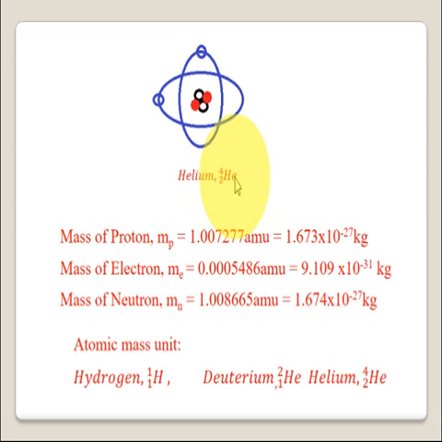So helium is represented in this way. In all atoms, the typical mass of proton, mp, is 1.007277 AMU, which is equal to 1.673 into 10 raised to minus 27 kg, and the mass of electron, me, is 0.000548 AMU, equal to 9.109 into 10 raised to minus 31 kg, and the mass of neutron, mn, is 1.008665 AMU, which is 1.674 into 10 raised to minus 27 kg, where AMU is atomic mass unit.